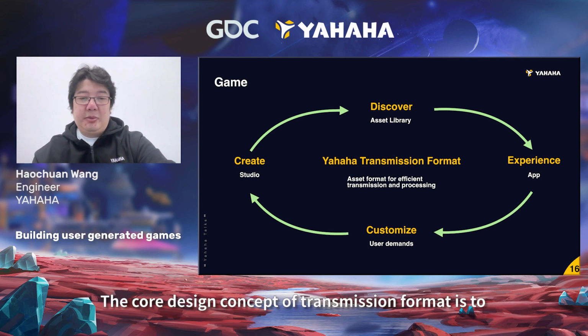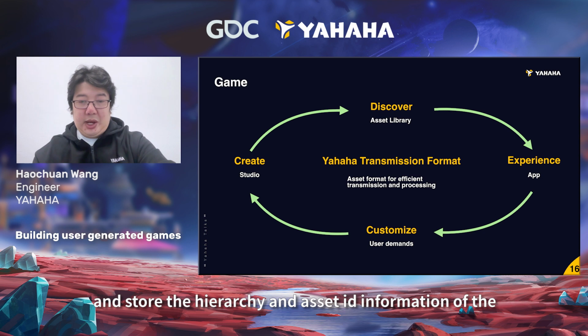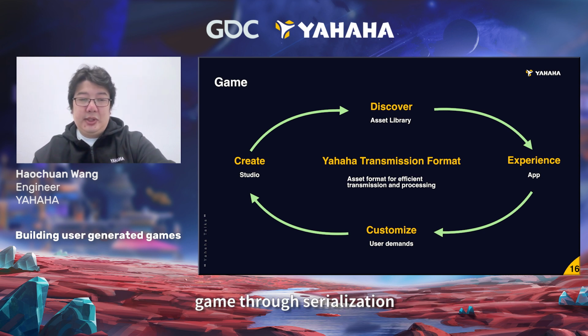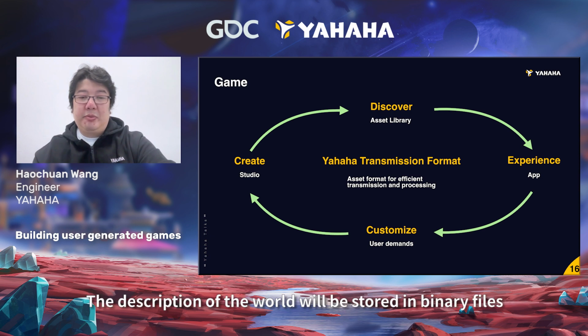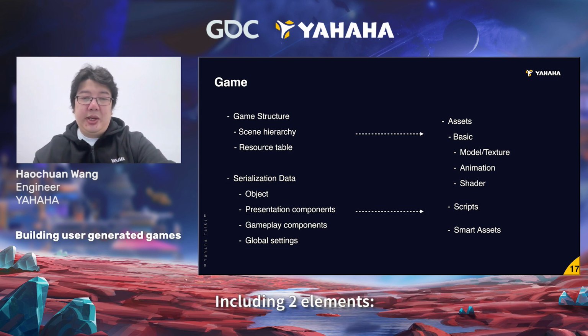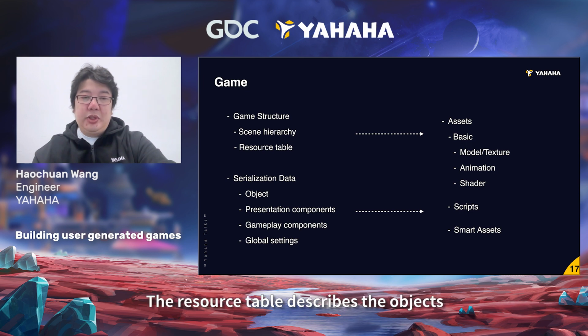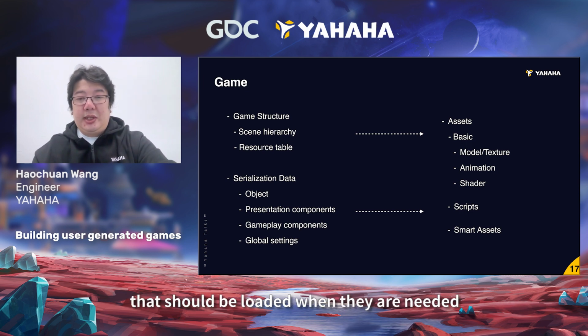The core design concept of the transmission format is to separate the serialization data, assets, and the game structure, and to store the hierarchy and asset ID information of the game through serialization. The description of the world will be stored in binary files. The game structure describes all objects used in the game, including two elements. The scene hierarchy data describes what should be instantiated in the scene. The results table describes the objects that should be loaded when they are needed.